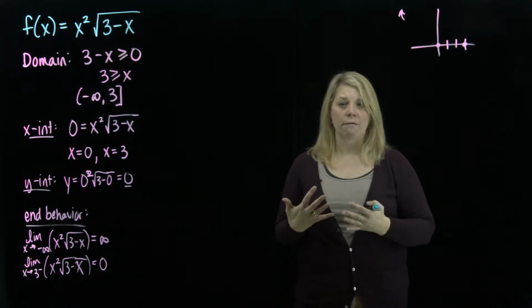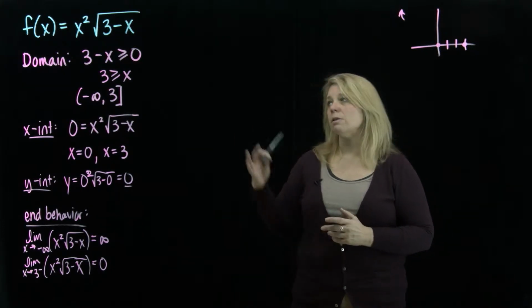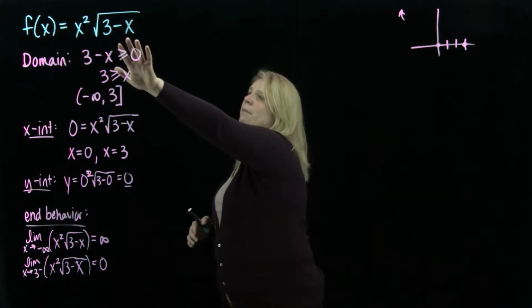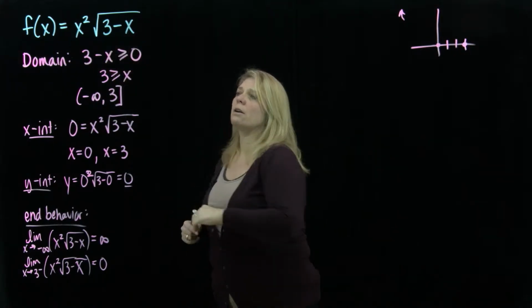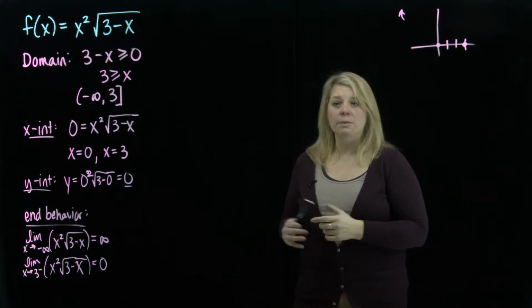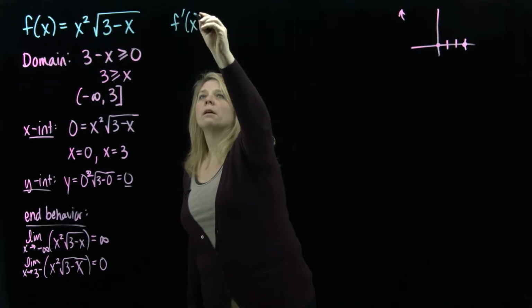All of the other stuff that we're going to find in this video is going to come from the first derivative of the function. So I need to find that first derivative. In order to do that, I want to think about this 3 minus x that's inside the radical as being to a 1/2 power. And then we'll use product rule to find that derivative. At this point, you should be OK with finding those derivatives. So let me write that here.